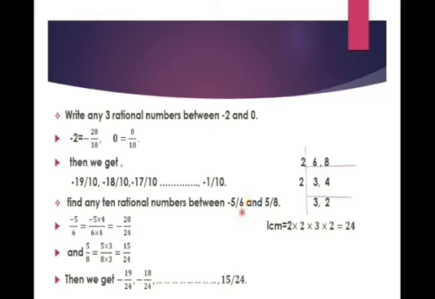One thing, if the denominators are not the same, we take the LCM of those numbers, then we divide the denominator, 24 by 6. That same number we multiply with the numerator and denominator, and we get the same denominators. In this case, minus 5 by 6, the LCM is 24. 24 by 6 is 4. Then we multiply both numerator and denominator with 4. We get minus 20 by 24. 24 by 8 is 3, and we multiply both with 3. 5 into 3 is 15, 8 into 3 is 24. We get more than 10 rational numbers between minus 5 by 6 and 5 by 8.